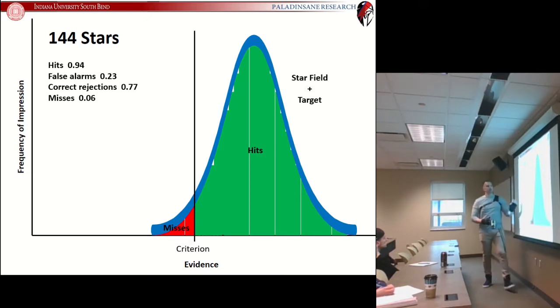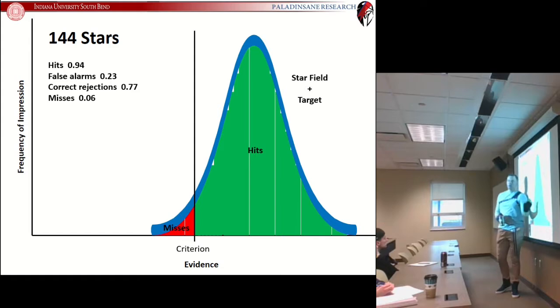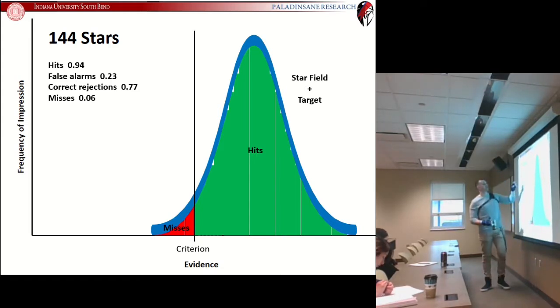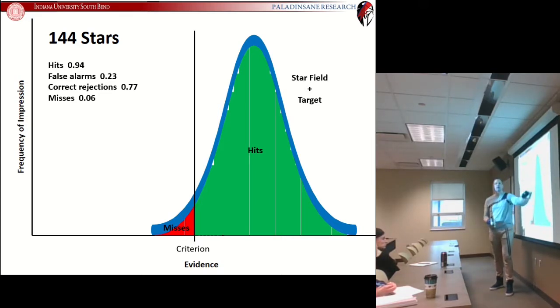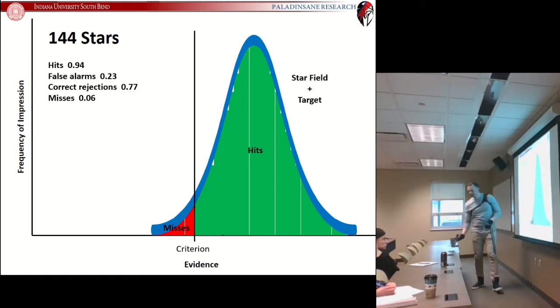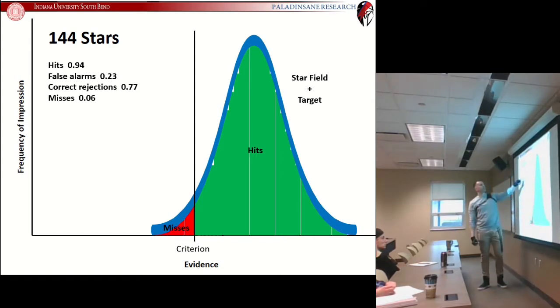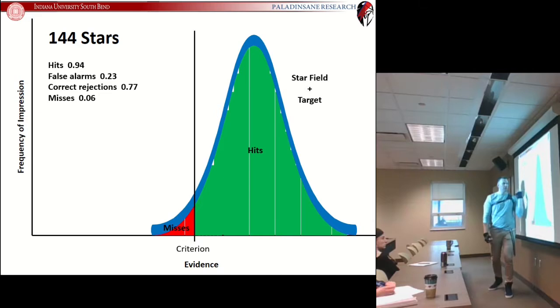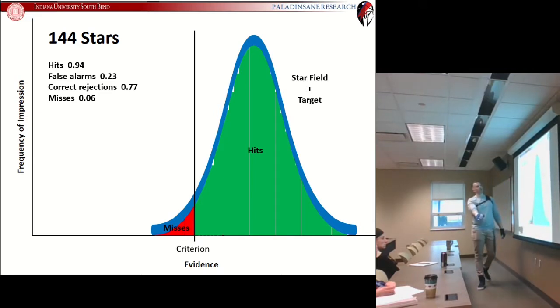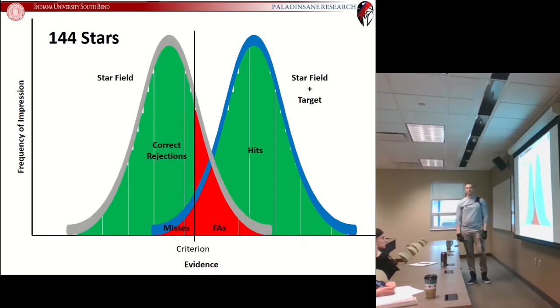And the false alarms are the mistakes that we make where we say, yes, there's something there when there wasn't a target. The correct rejections are the correct determinations we make when we say, no, there's no target, and there actually wasn't a target. And what we need to do is put that noise distribution in a position so that 23% of it is in the false alarm territory, 77% of it is in the correct rejection territory, and the only place that that would work out is right there.